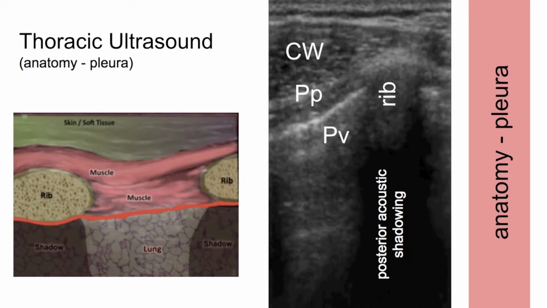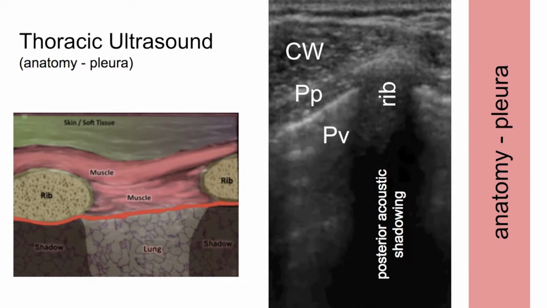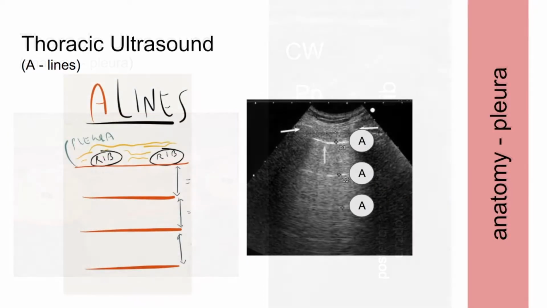A reverberation artifact, also known as A-line, is present within the lung, as well as a single comet tail artifact. Aerated lung parenchyma cannot be visualized on transthoracic ultrasonography. In fact, air is the enemy of ultrasonography. The large change in acoustic impedance at the pleural-lung interface, however, results in horizontal artifacts, so-called reverberation artifacts, or A-lines, that are seen as a series of echogenic parallel lines equidistant from one another below the pleura.